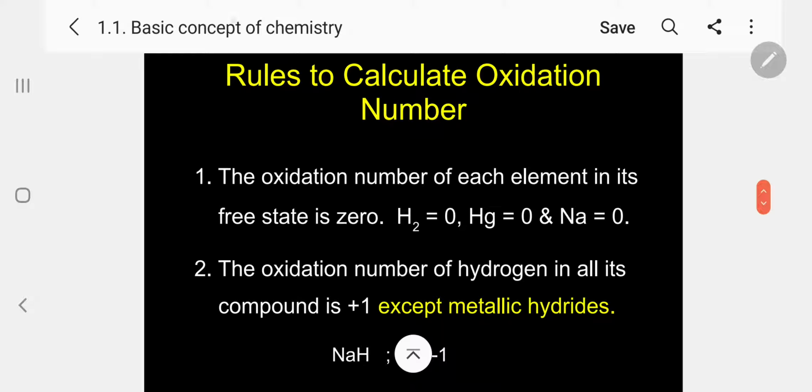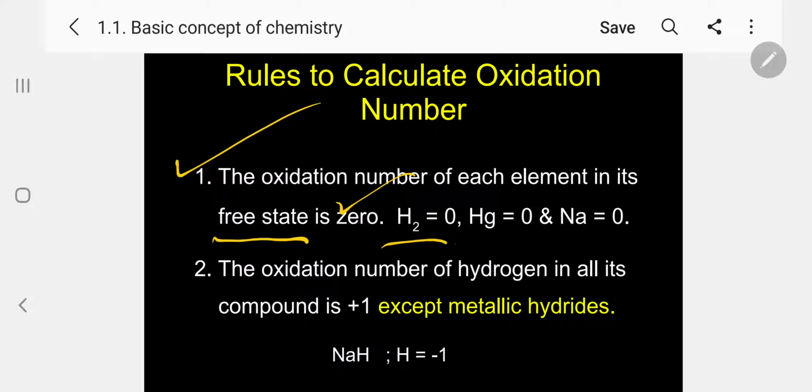So how to calculate oxidation state? Rules to calculate oxidation state. Please, my dear students, keep these rules in your mind. Then it will be easy to find the oxidation state of any element in a molecule. Rule 1: the oxidation number of each element in its free state is 0. That means in its elemental state it is 0: H2 is 0, mercury 0, sodium 0.